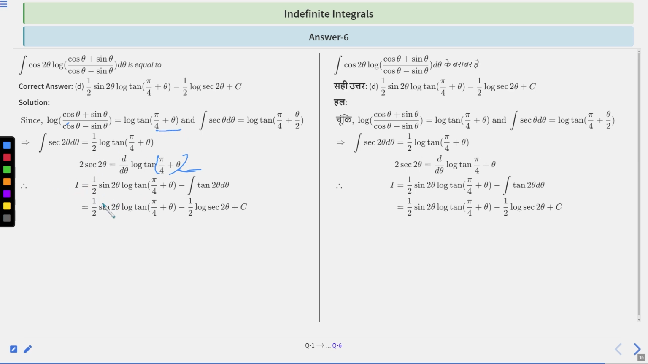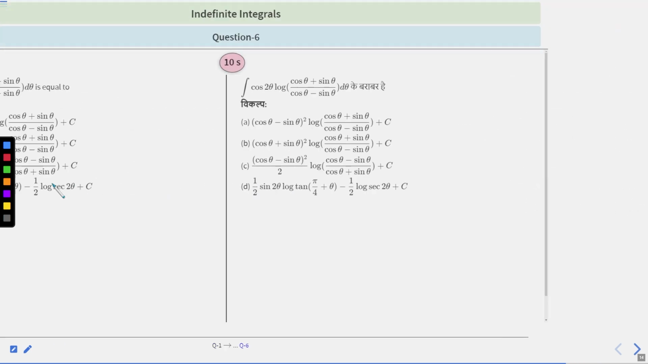Therefore, finally it will be equal to 1 by 2 sin 2 theta log tan (pi by 4 plus theta). Now integration of tan 2 theta d theta will be 1 by 2 log sec 2 theta plus c. Right. So this will be the final answer. Clear? So I think option D is the right choice.